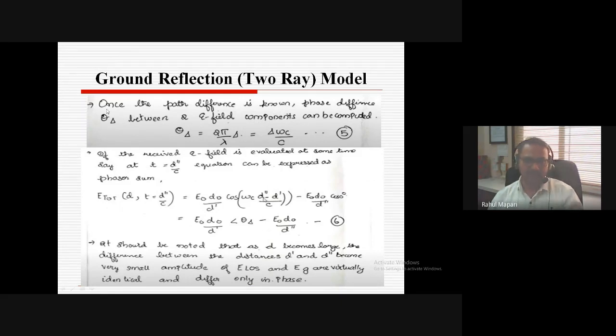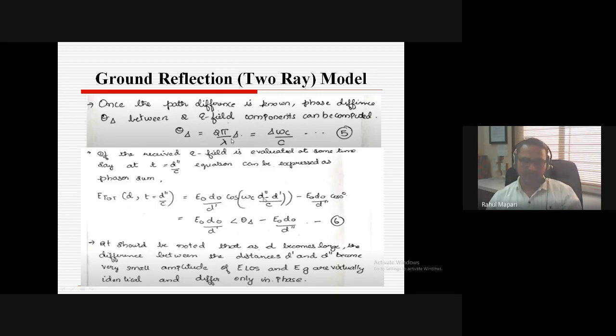Now here, once the path difference is known, means delta is known, phase difference is denoted by theta delta between two electric fields. Phase difference between what? Phase difference between the electric field of line of sight and the electric field of the reflected signal. So that is denoted by theta delta, and it is written as theta delta is equal to 2 pi by lambda into delta. So what is delta? Delta is the path difference.